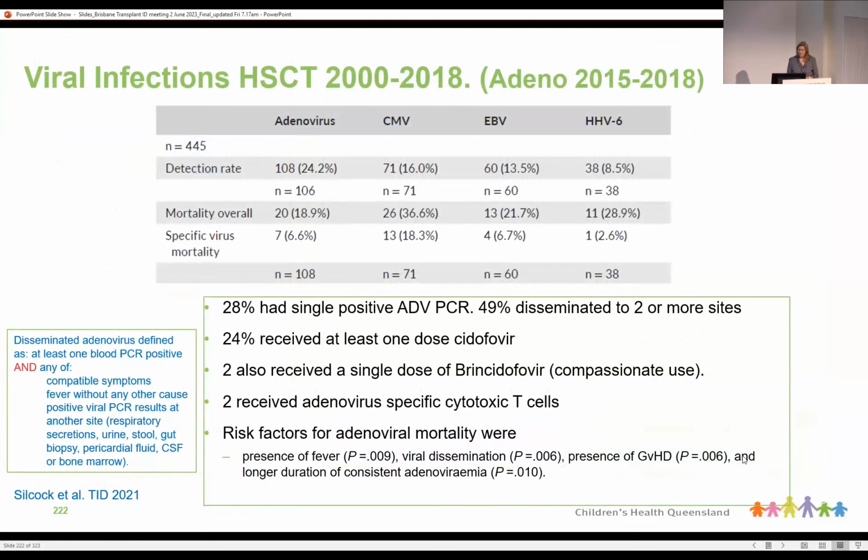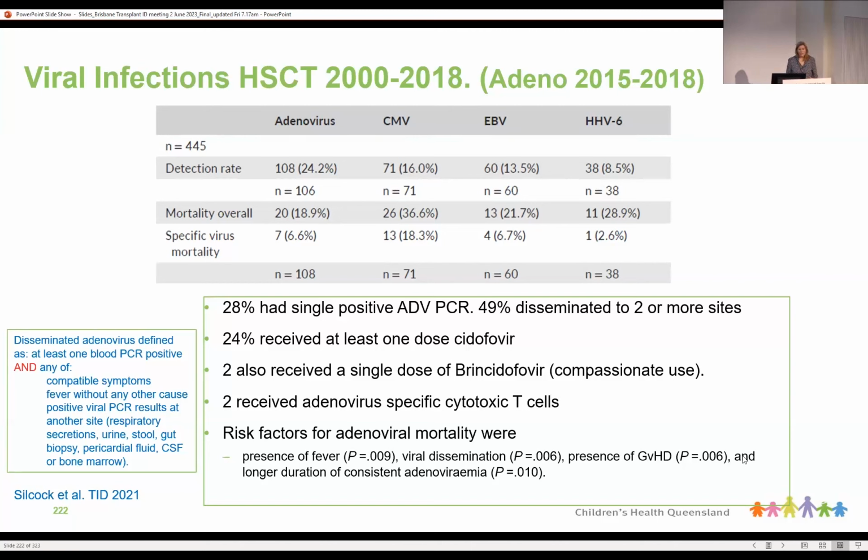And I just wanted to show you the breakdown of reactivation and mortality for the 445 cases that we looked at, and compare the adenovirus figures with other viruses, so CMV, EBV, and HHV6. So we're detecting adenovirus much more frequently than other viruses, but mortality is less than CMV, which is a historic mortality, remember, as well, but similar to other things.